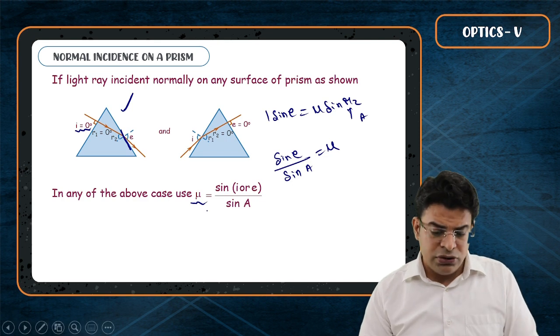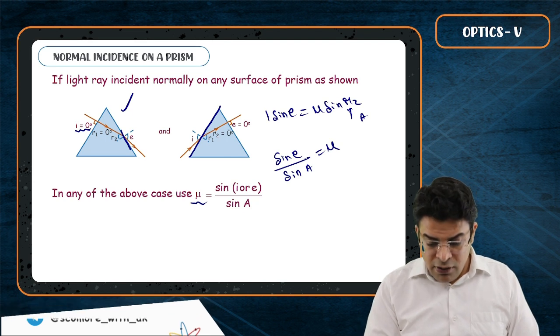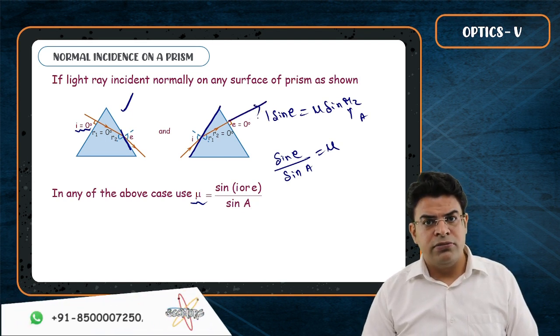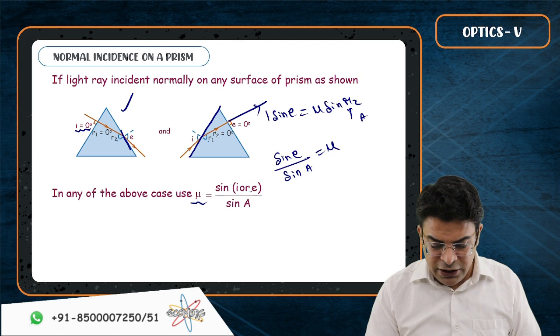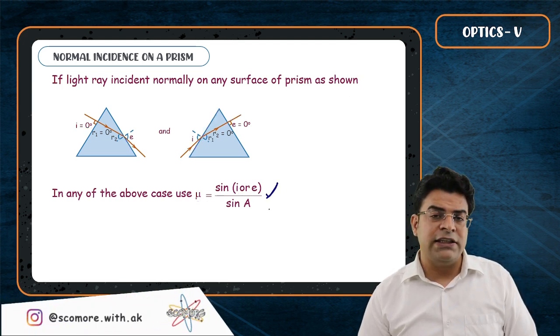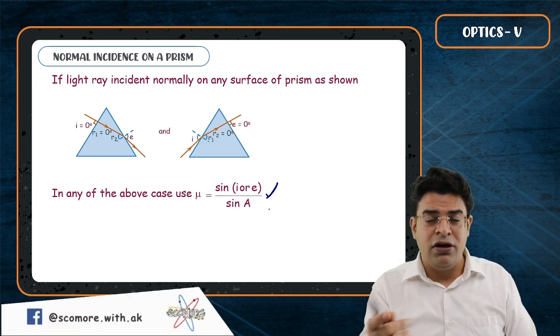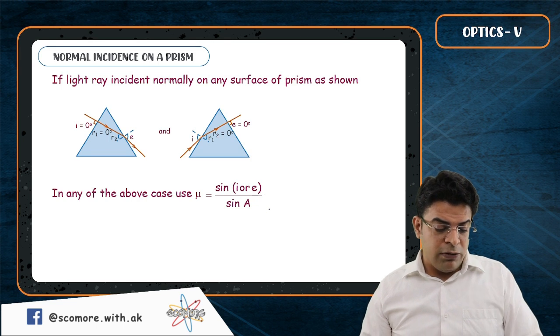Or if you use the same thing and apply Snell's law on the left surface, when the emergent ray comes out normally, here rather than substituting E, you will substitute I. So the refractive index for these two cases is nothing but sine of I or E, whichever one is not 0, upon sine A.